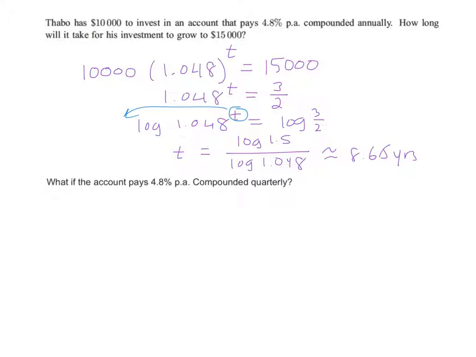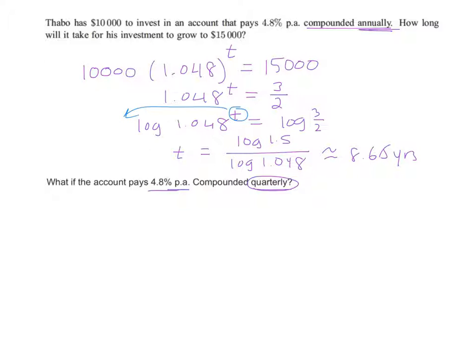Alright, so continuing with this problem, what if the account pays 4.8% per annum compounded quarterly? Instead of compounding annually, what happens if it compounds quarterly? That means every quarter he gets a payment. Instead of waiting for a whole year, every quarter he gets paid.